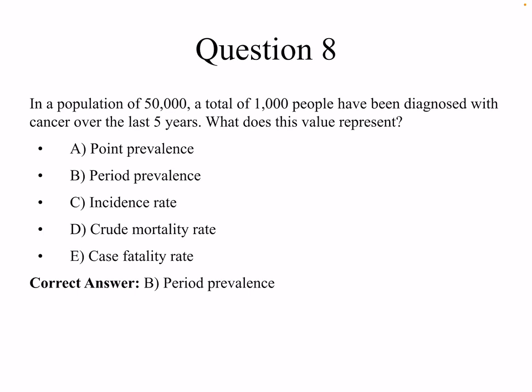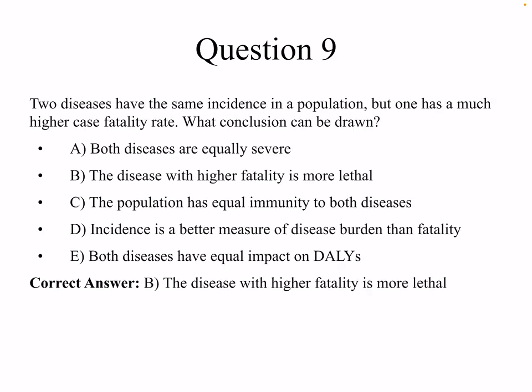Next question. In a population of 50,000, a total of 1,000 people have been diagnosed with cancer over the last 5 years. What does this value represent? A. Point prevalence. B. Period prevalence. C. Incidence rate. D. Crude mortality rate. E. Case fatality rate. The correct answer is B. Period prevalence.